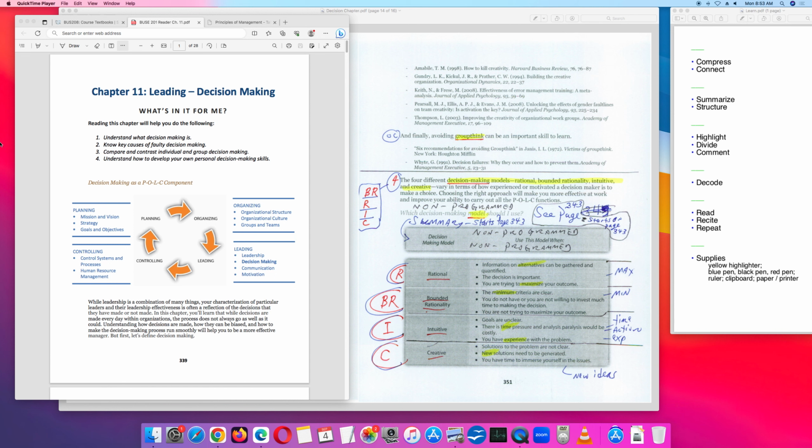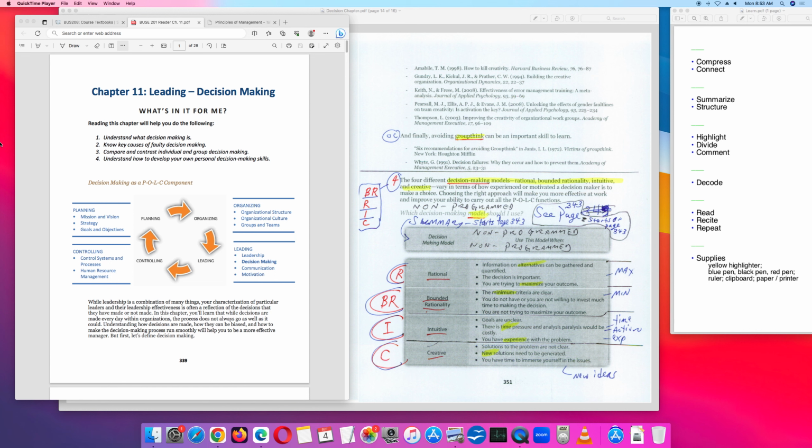How to read a college textbook. Hello, in this video I show you how to read a college textbook efficiently. I'll give you an overview of my approach and demonstrate on an actual college textbook for a business management course that I'm taking now.